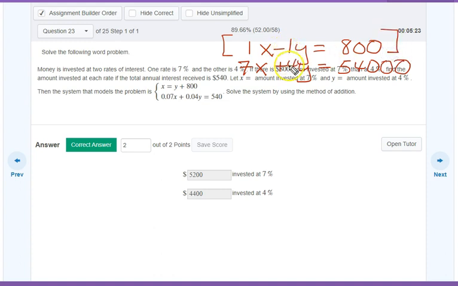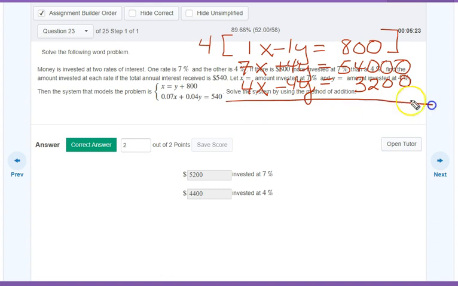If this were a 4y here, the y's would cancel out. So it already has the negative sign. So I'm going to multiply this equation by 4, and I'll write it underneath. So this is now going to be 4x minus 4y. And then I multiply this by 4. So this is going to be 3,200. 4 times 8 is 32, and I added 2 zeros.